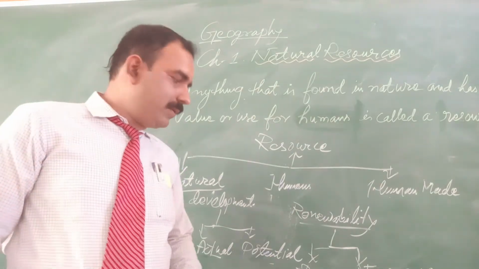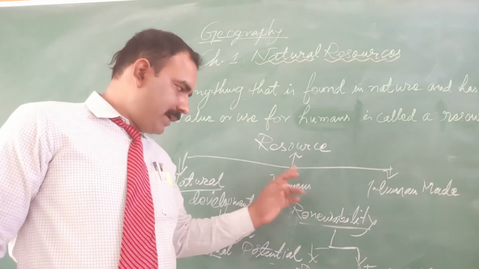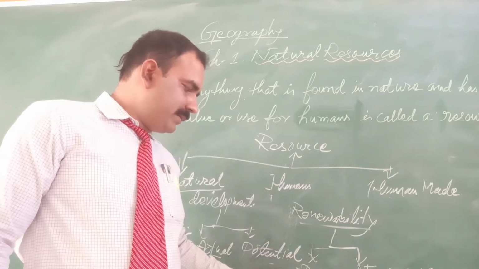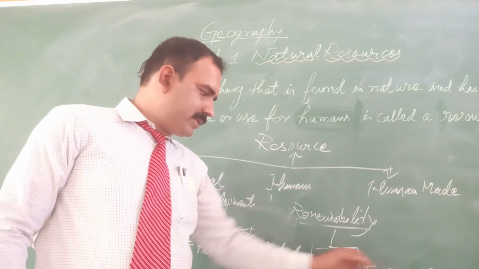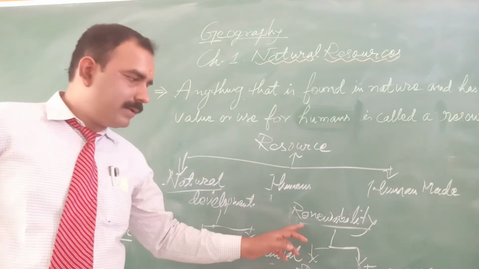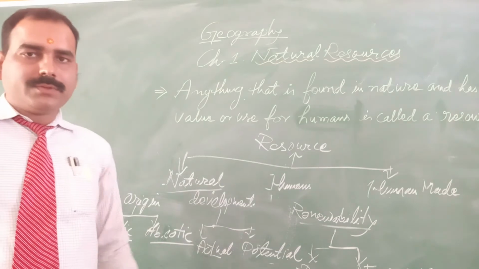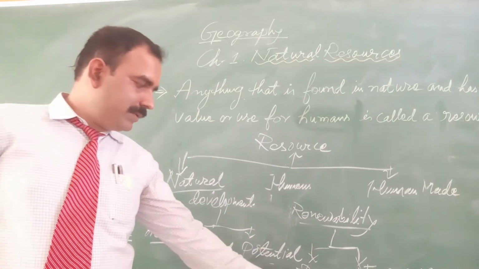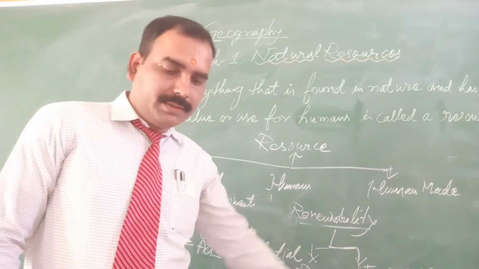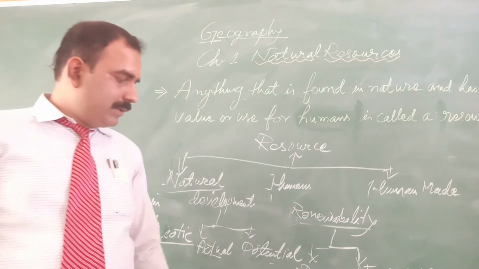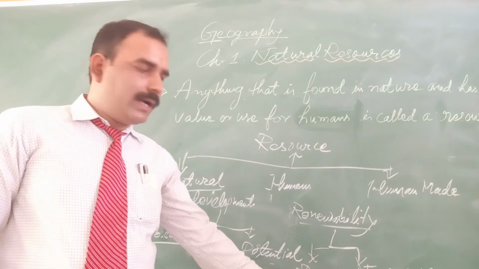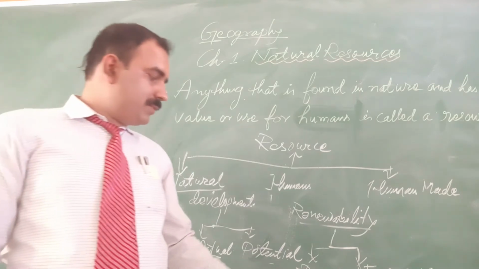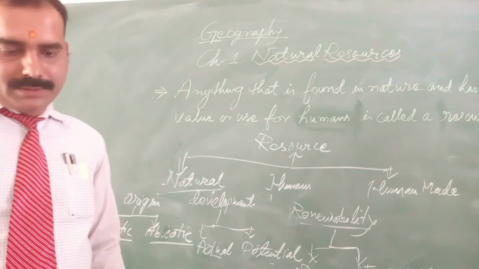Is it clear to all of you that natural resources can be classified into renewable and non-renewable resources on the basis of their renewability? So on the basis of renewability, natural resources are divided into renewable and non-renewable resources. Let's study what renewable resources and non-renewable resources are. So come to the point, renewable resources first.